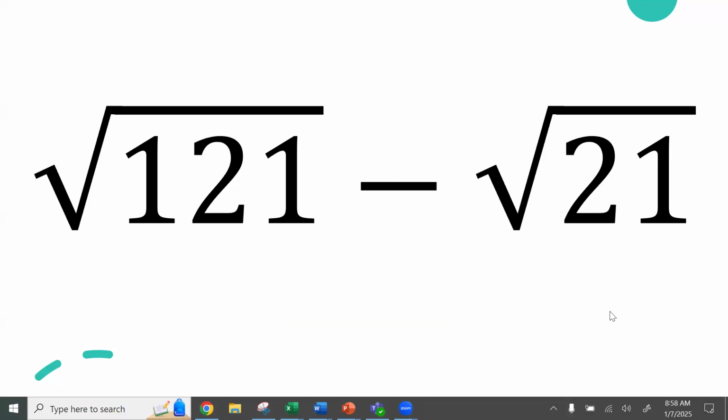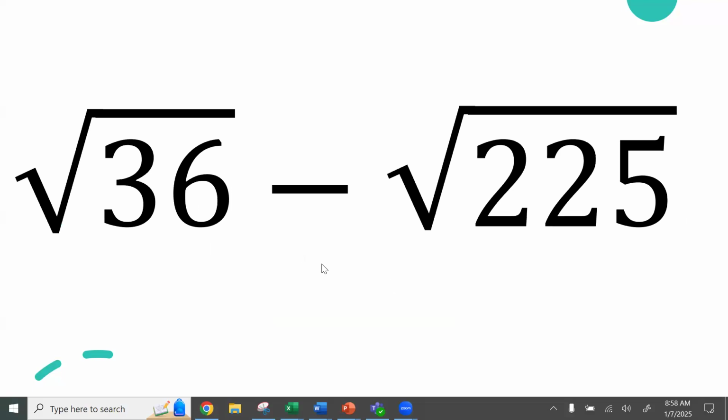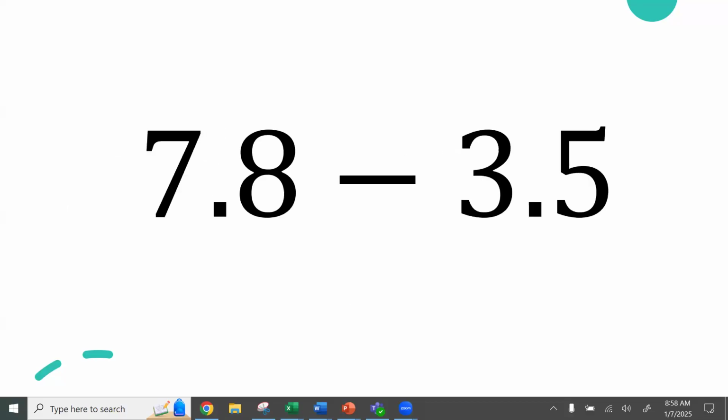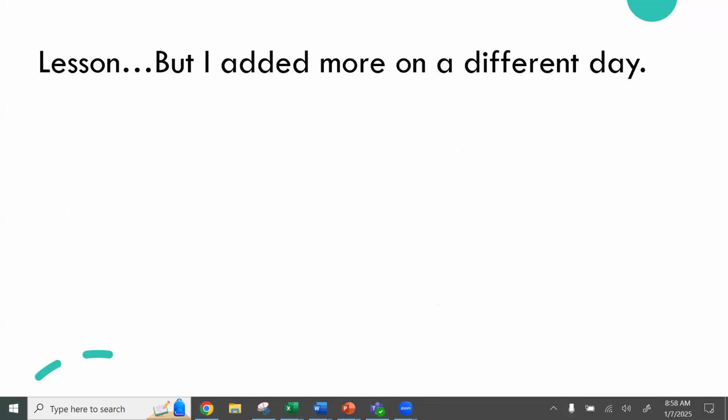Type this in. Ugh, it's ugly. 120. So that is going to be an irrational number. This would be a rational number. And again, we're just shouting at the screen what it is. This one would be a rational number. Ooh, that's going to definitely be a rational number.